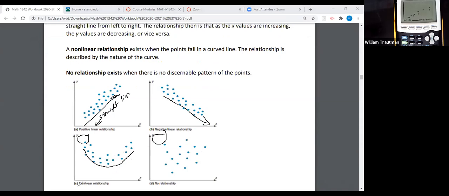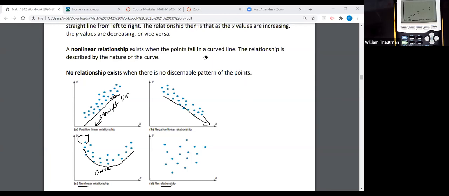This is a curve, so it's not linear. It's not a straight line. It's a curve. And here, there's just no relationship. I can't draw a line to match this data. I don't know where it's going. So I can't draw a line. So we don't know the trend, what's happening there.